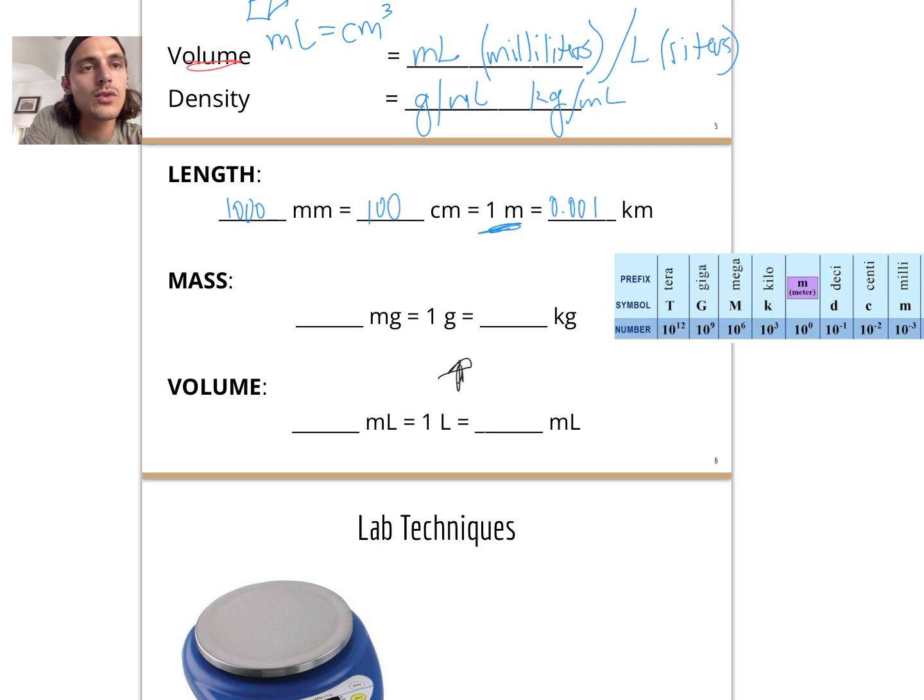For mass, similarly, there'll be 1,000 milligrams in 1 gram, or 0.001 grams per kilogram. Same thing over here. I don't know why I wrote this twice over here. You don't really need this. So 1 liter is equal to 1,000 milliliters, okay? So I wanted to make sure you saw that.